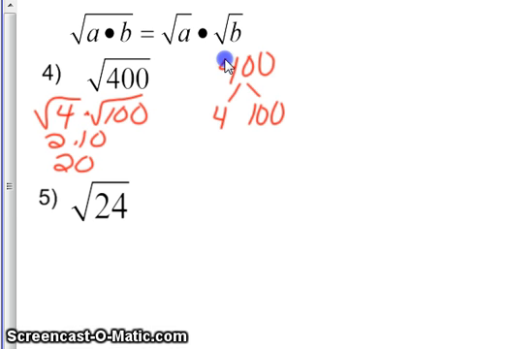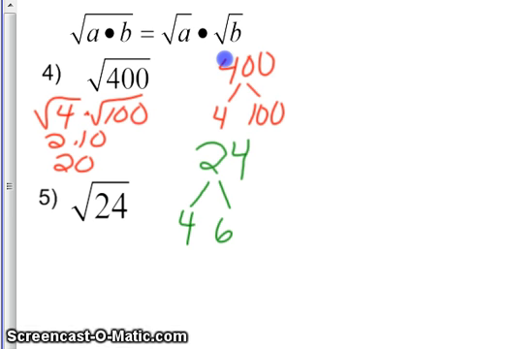What I'm going to do with the square root of 24 is ask what perfect square divides 24 evenly. Is it 12? No, that's not true. Pretty sure that's 6. 2 is not a perfect square. 4 and 6. 4 is a perfect square, and 4 divides 24.